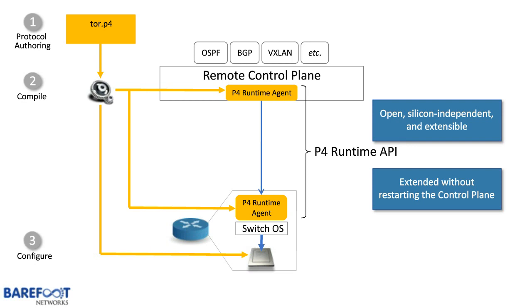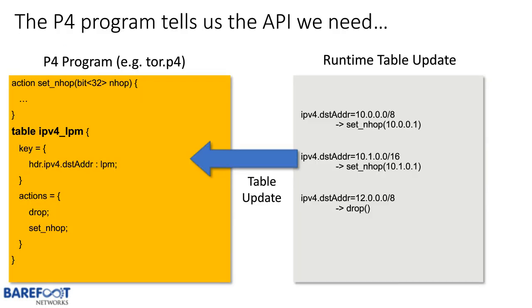Let's take a slightly closer look at what's going on. On the left-hand side is a snippet of our tor.p4 program, including where a table is defined. On the right are the usual commands a control plane might use to update the table during runtime to add new rules.